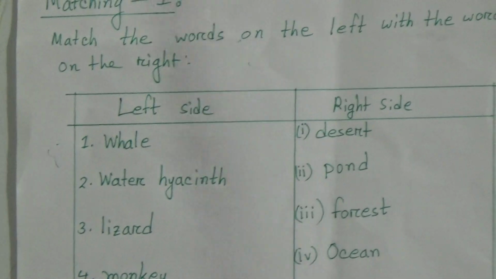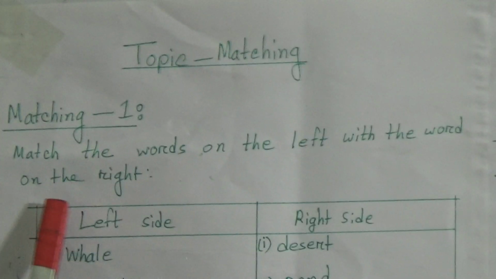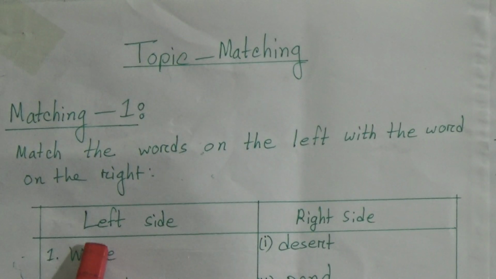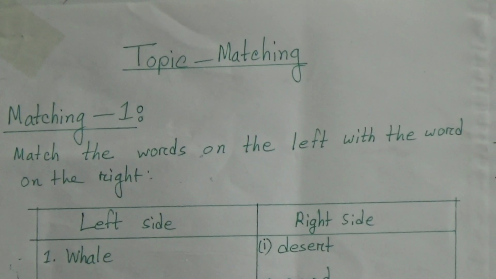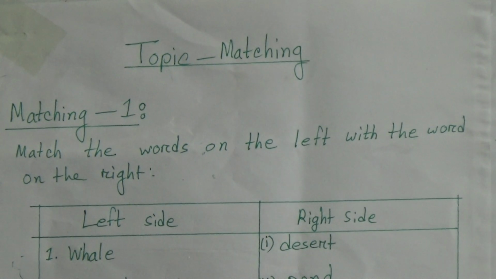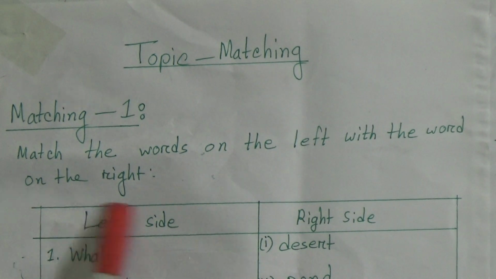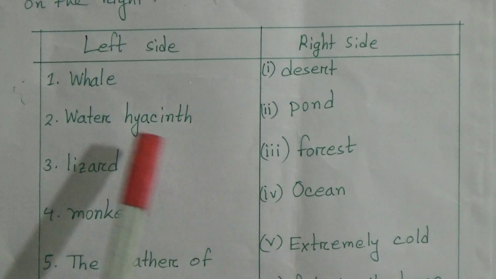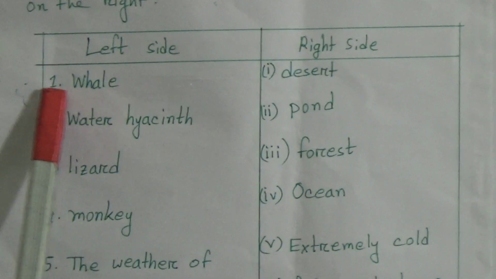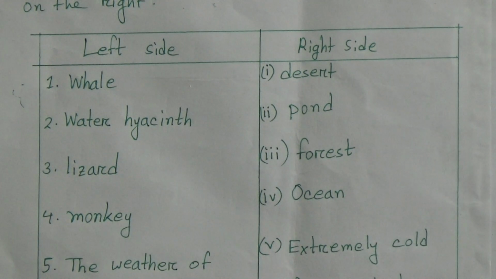At first look at here. 1 number matching, match the words on the left with the words on the right. That means we have to match from left side to right side. And how will you answer this matching in your exam? I will show you. The first word in the left side here is will. And we have to match with this right side word. What will be the answer? Will habitat is ocean. It will be matched with ocean.